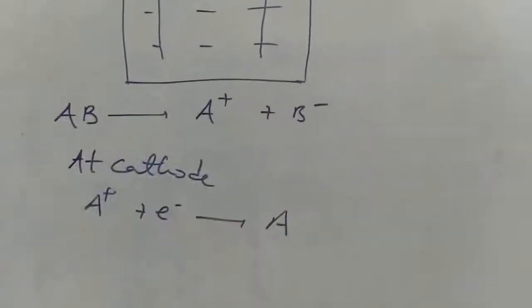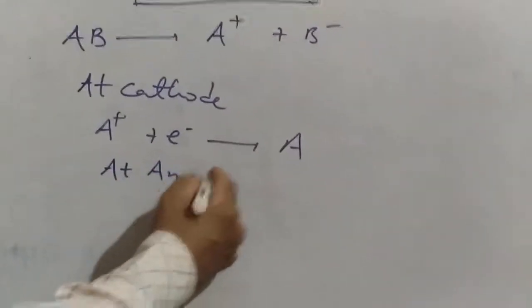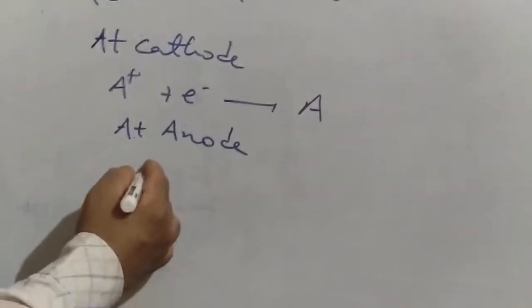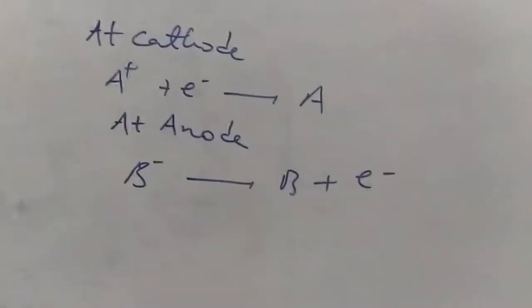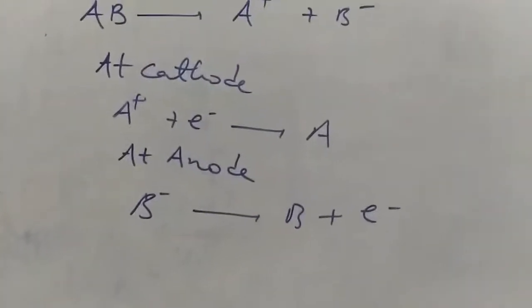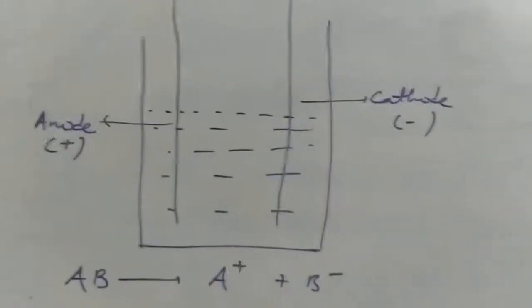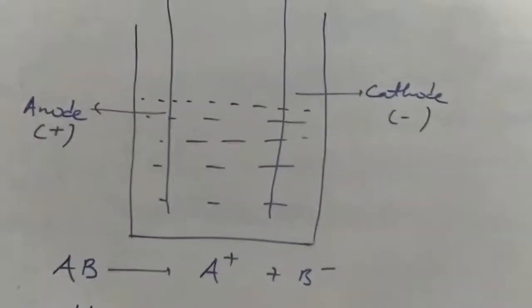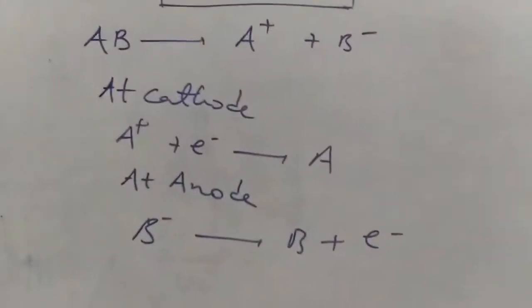Now B- has a negative charge, so it will move toward the positive electrode. So I write here, at the anode, oxidation is going to take place. And oxidation means loss of electrons, as you all know very well. Now, the main problem is that whenever you are electrolyzing any substance, either in the molten state or in the form of its aqueous solution, which species is going to be reduced and which is going to be oxidized is decided by their standard reduction potentials.